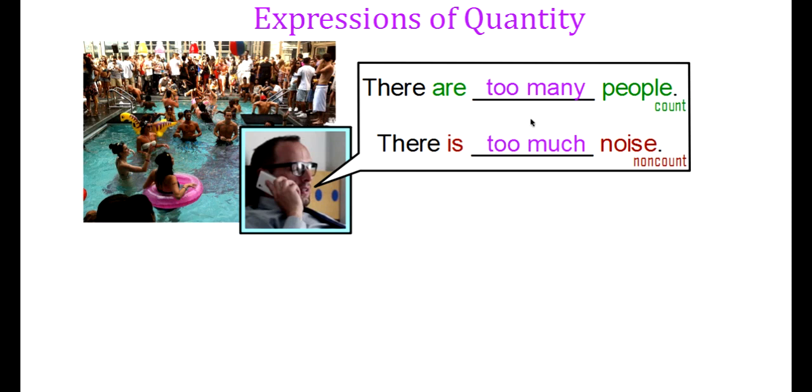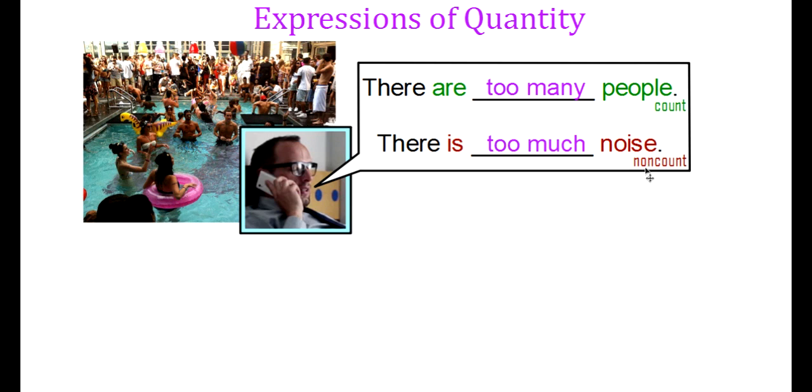And really they mean the same thing, except many is used with count nouns and much is used with non-count nouns. So I have to say are too many count, is too much non-count.